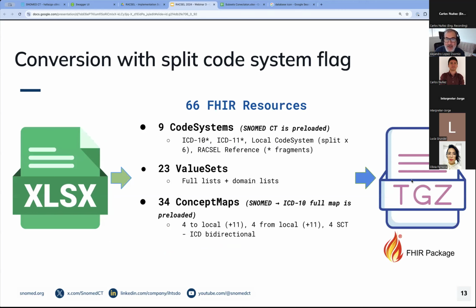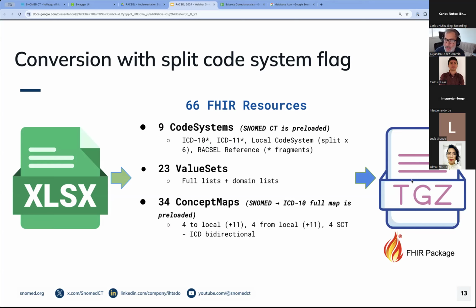Instead of generating 39 resources as I've shown, it will be 66 resources. Why? Because instead of 5 code systems, it generates 9, as it generates one local for background, one local for diagnosis, one local for vaccine, one for medication, one for procedures. 6 instead of 1. So it's 5 more.